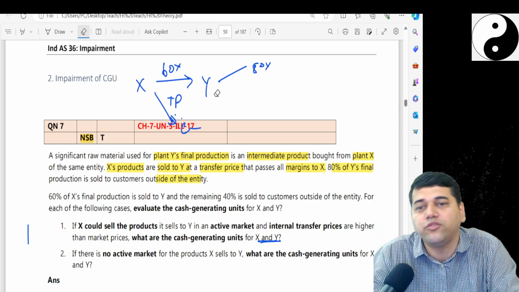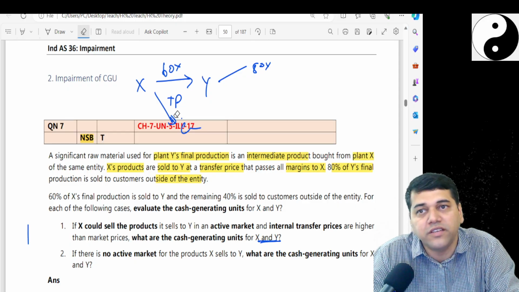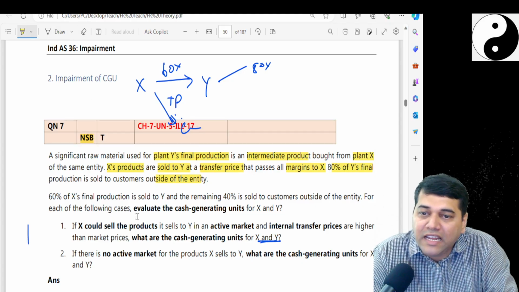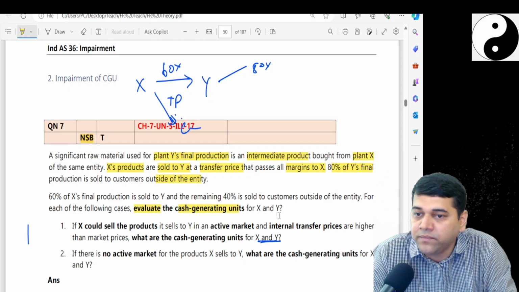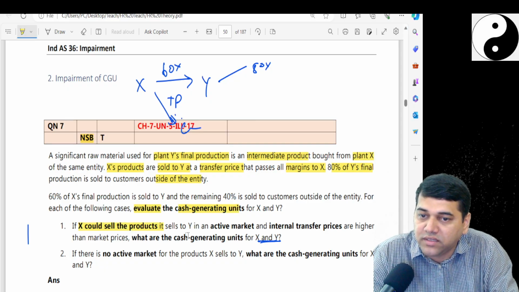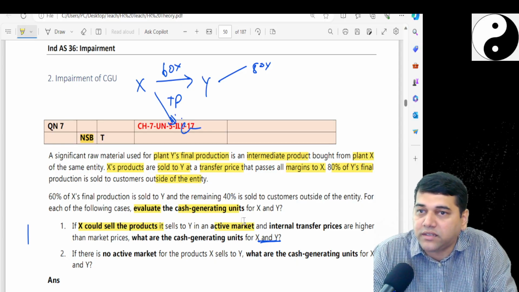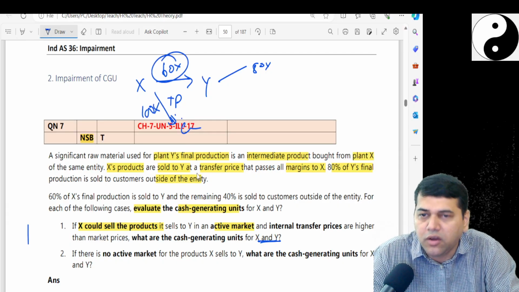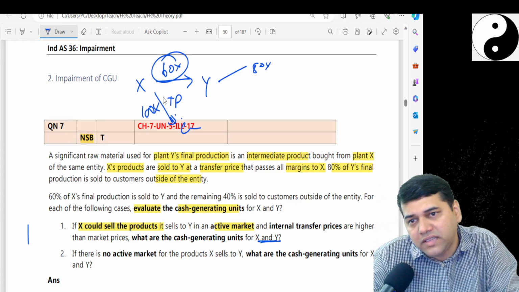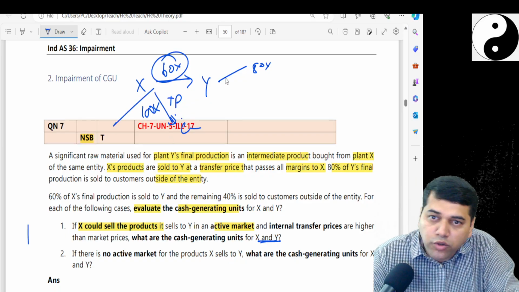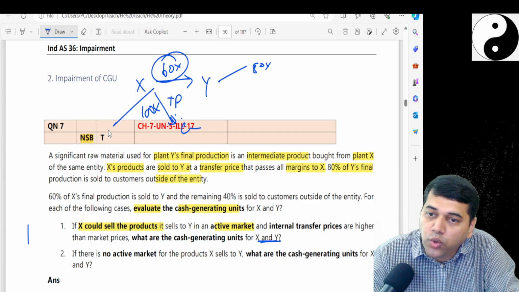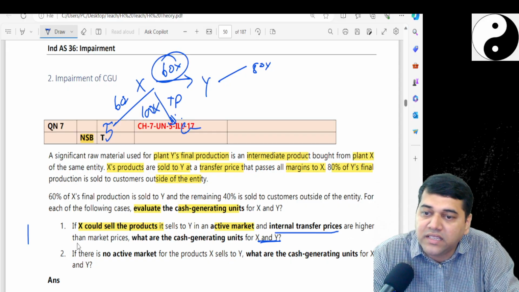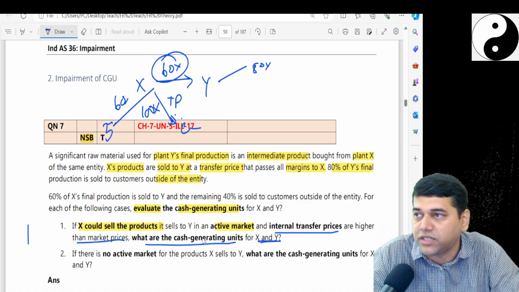This is the scenario: you sell 60%, 40%. 60% is given at a transfer price. Now they say that you need to evaluate the CGU for X and Y. If X could sell the products it sells to Y in an active market, that means what you are selling, 60%, maybe you could have sold to some third party, and internal transfer prices are higher than the market prices. What is my cash generating unit?